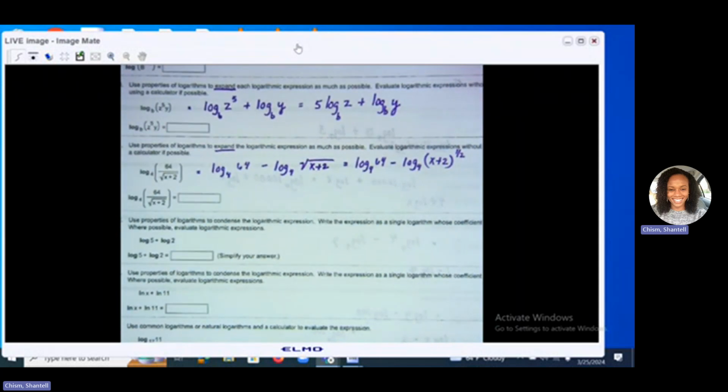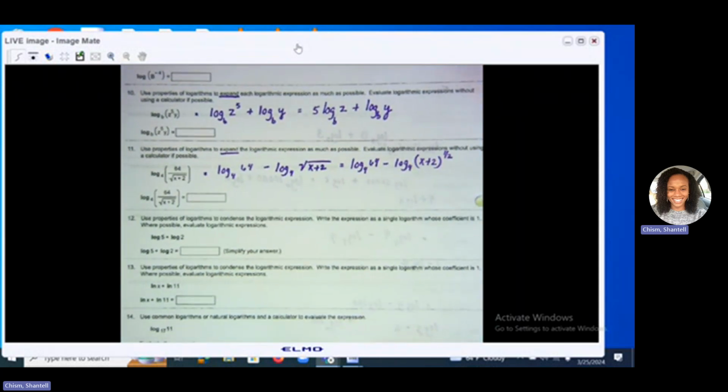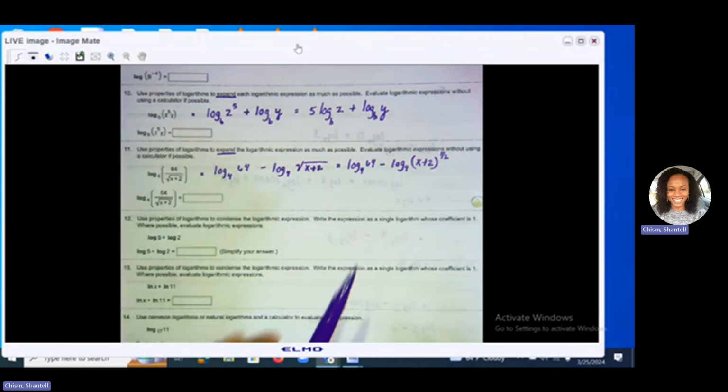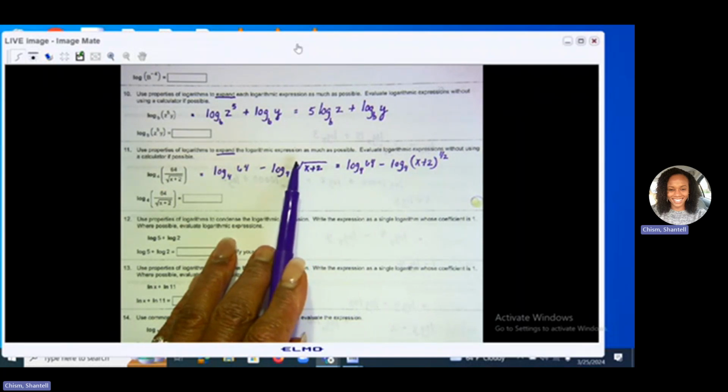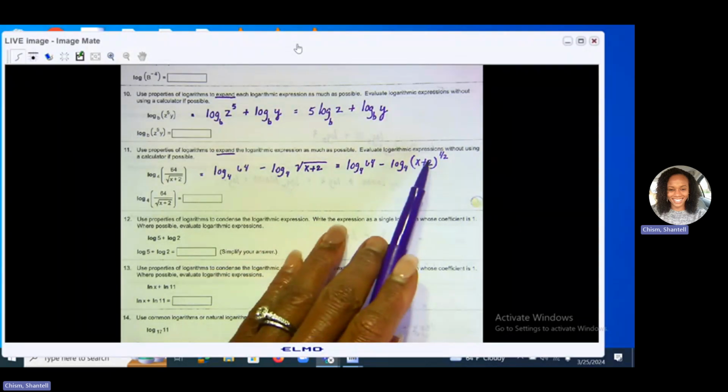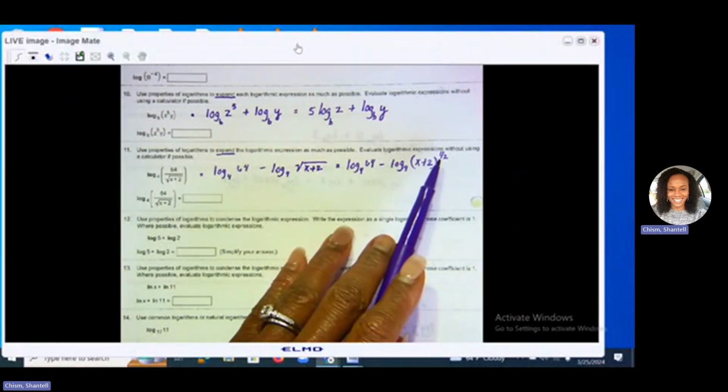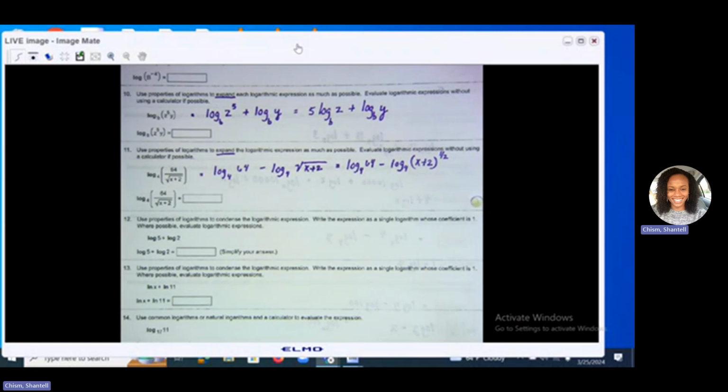Okay, let me zoom out just a bit here. So I rewrote that radical, and understand that when there's no index, we know that it's a square root. So a square root can be written as a rational exponent of 1/2. A cube root can be written as a rational exponent of 1/3. A fourth root is 1/4. A fifth root is 1/5, and so on. So a square root is 1/2 power.